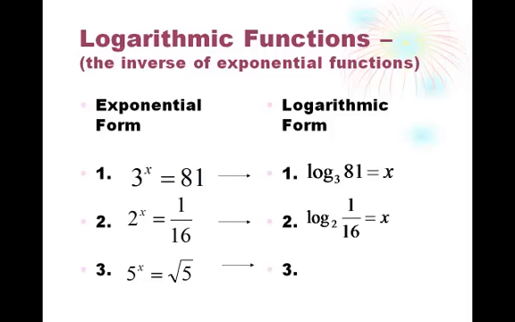On the third example, our base number is 5, so I'm going to say log with a base of 5 of square root 5, and it equals x. Once you identify your base, write that as a subscript for the log, bring the square root of 5 over to the left side of the equation, and move the x to the right side of the equation. So identify your base, and then switch the places of the other numbers. That's how you rewrite something as a log.